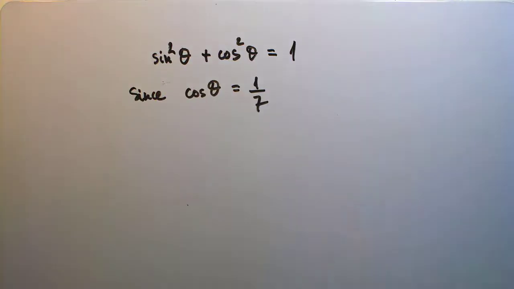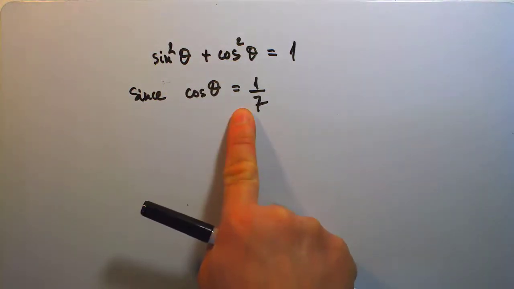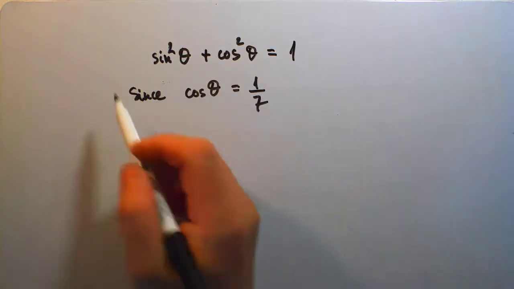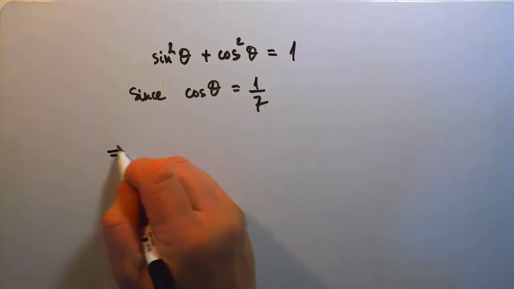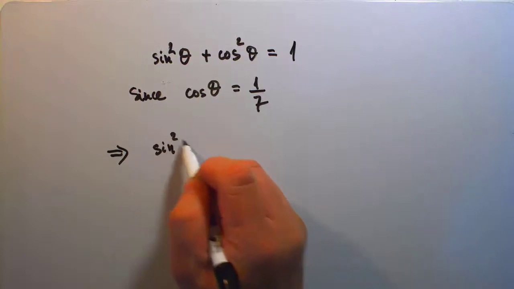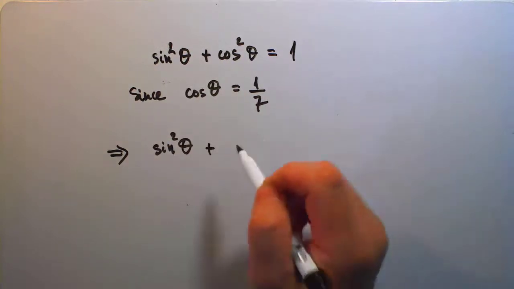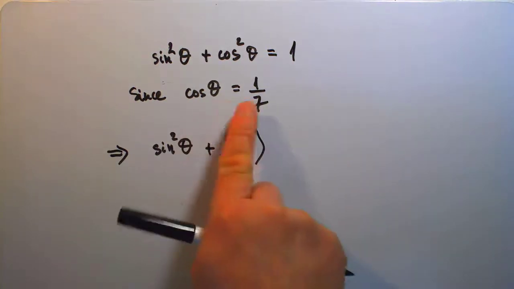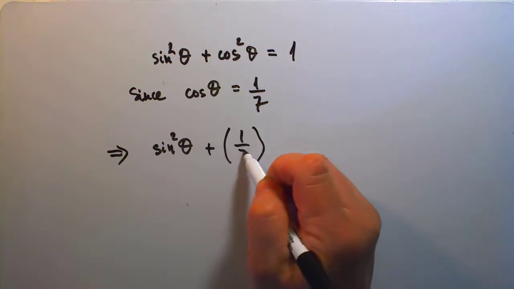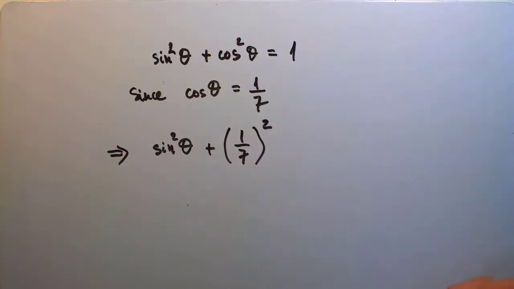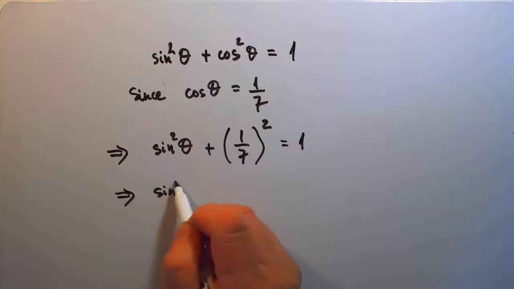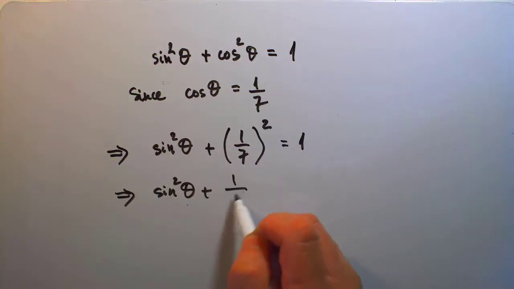Then what I can do now is take that value and substitute it into my cosine square expression. Consequently, in my next step, it gives me sine square of theta plus, instead of cosine square theta, since cosine theta equals 1/7, plus (1/7) squared, in parentheses, equals 1. And (1/7) squared is the same as, in another step, writing it down, sine square theta plus 1/49 equals 1.